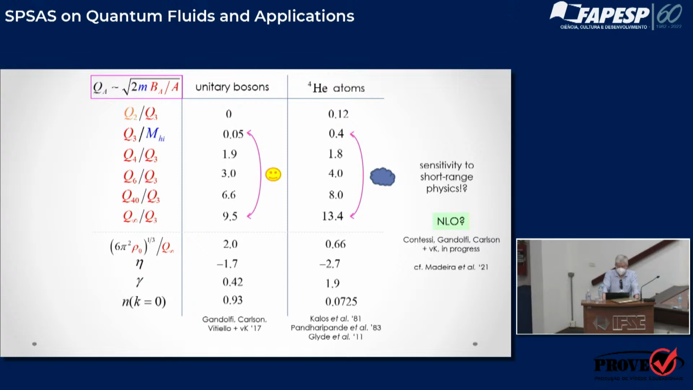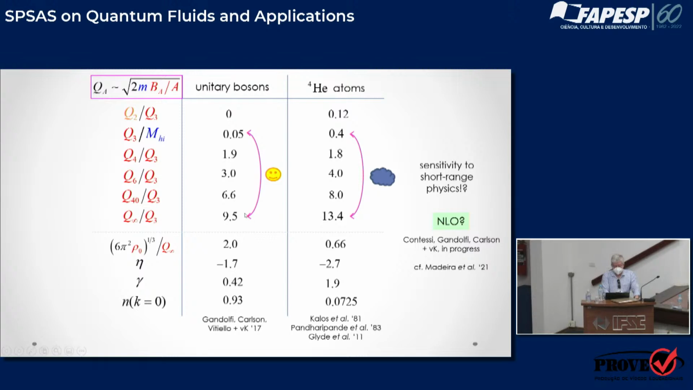We calculated other things like the contacts, but I'm going to skip that because that gets somewhat technical. I just want to go back to the comparison with helium 4 atoms, the calculation of Pandharipande and company. So ours is at unitarity, while theirs was not. It was for helium 4 atoms. So I list here the binding momenta for all the systems that we are considering, so that you can compare.